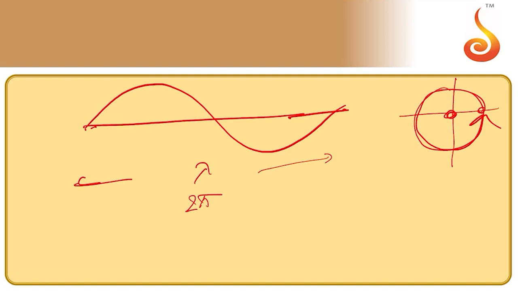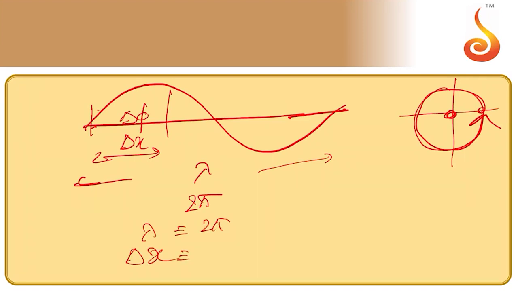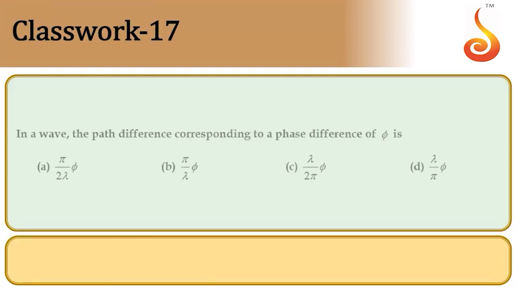Thus, how are they related? If I consider any two positions having a path difference of Δx, assume that the phase difference between those two is Δφ. So λ corresponds to 2π, and Δx corresponds to Δφ. So we can relate them. Δx is equal to λ/2π times Δφ. C is our correct choice.